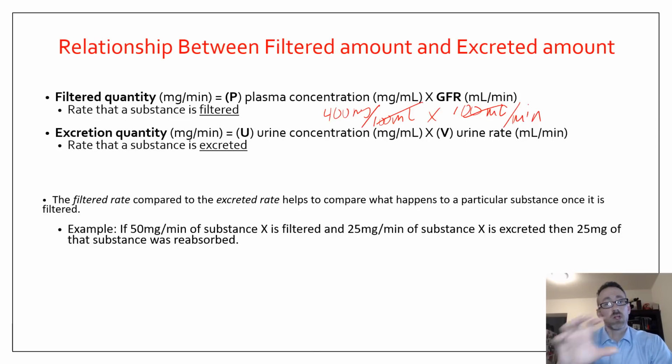Excretion quantity. Now we're going to look at the opposite end of that nephron, where the urine is being produced. In this case, it's the same formula and ultimately the same relationships, only now we're looking at urine concentration and the rate of urine production. So instead of a GFR, we're looking at urine rate. Instead of plasma concentration, we're looking at urine concentration. And with the same units, you can see the excretion quantity is in milligrams per minute as well. That's going to measure the rate that the substance is excreted.